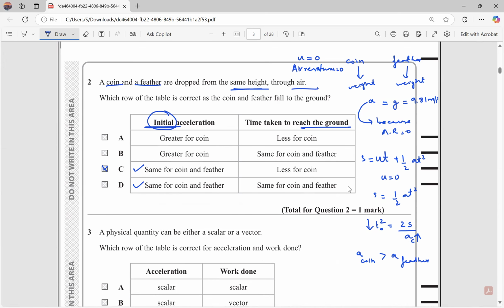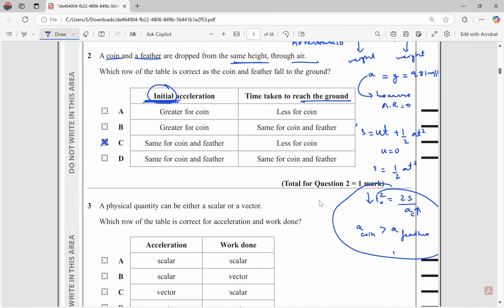And just remember that this part here is overall. That's why I've written this. But since we're talking about the initial acceleration, it's the same for coin and feather. If they just talked about the acceleration, and did not say initial, then you would say greater for coin. Okay. I hope that's clear.